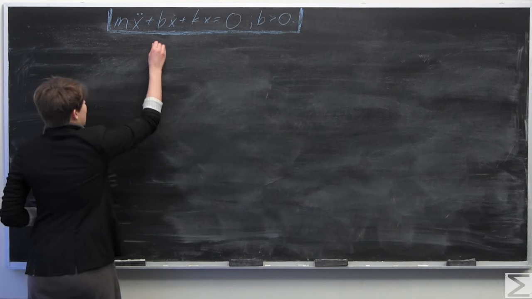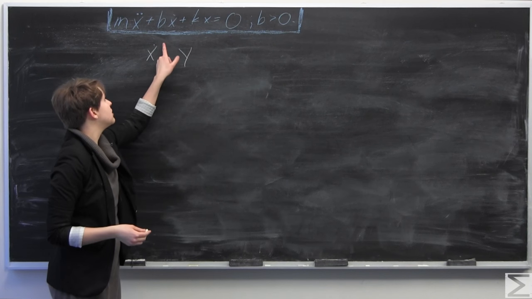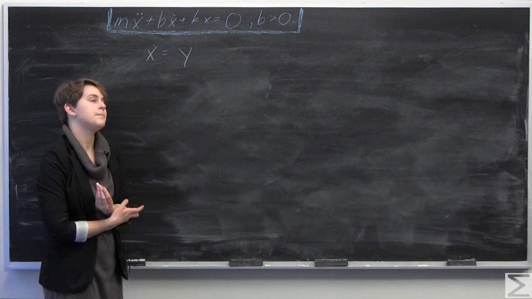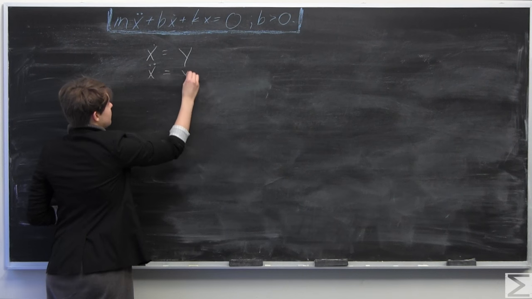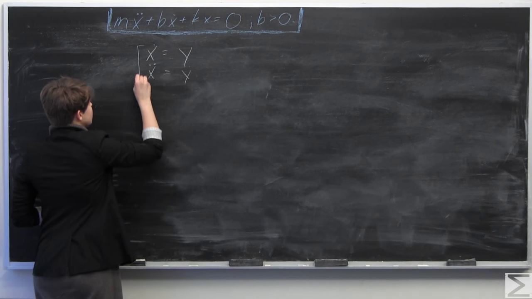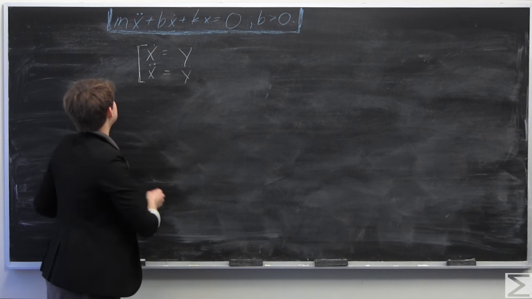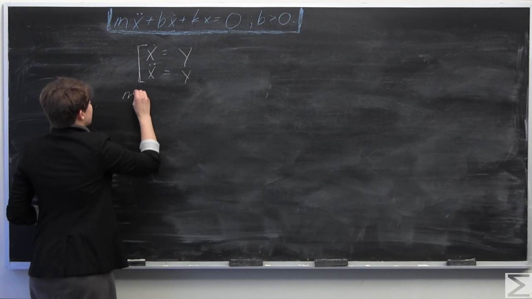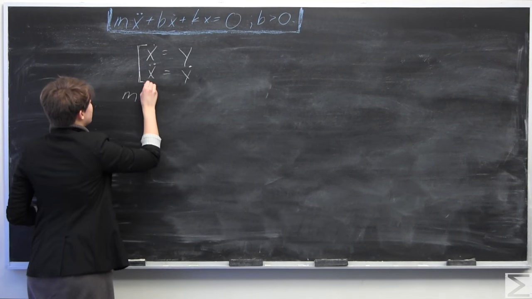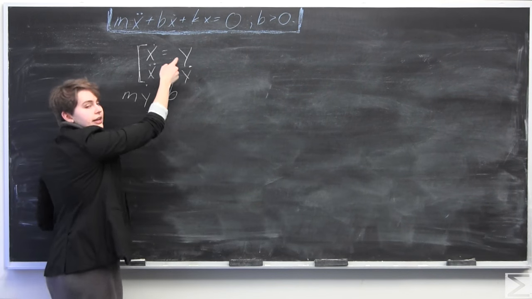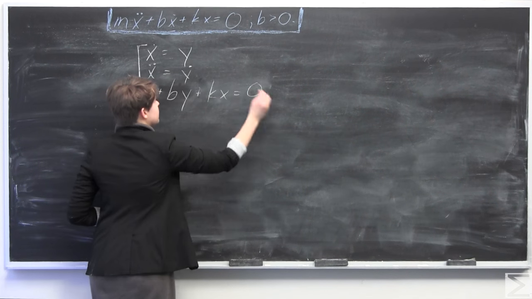So to do that, I'm going to let x dot equal y. And just for clarification, the dots are derivatives with respect to time. So we have x dot equals y, therefore x double dot equals y dot. So now, substituting this change of variables in here, we have m times y dot plus b times x dot, which equals y, so we plug in y here, and then plus kx equals 0.